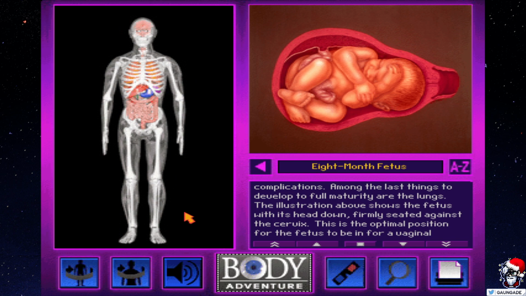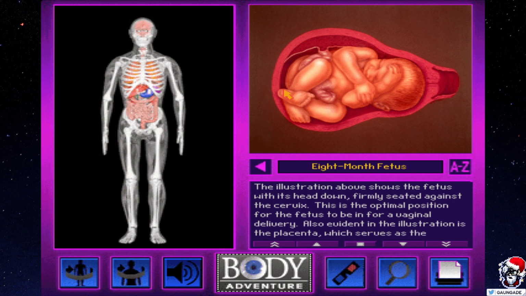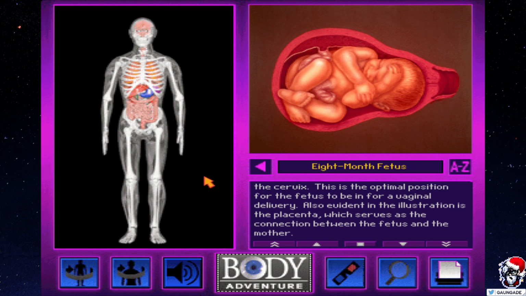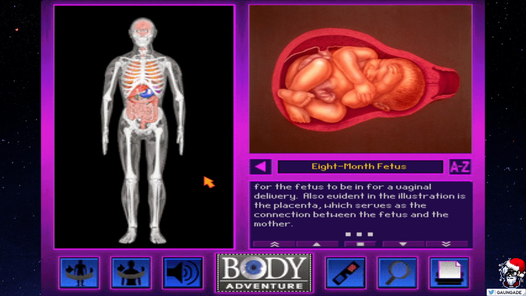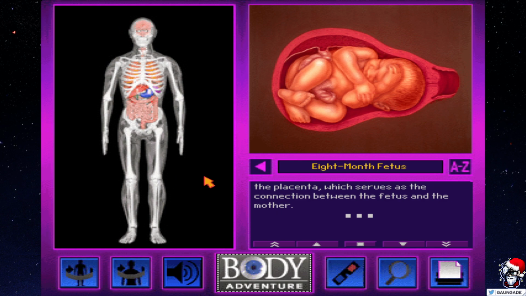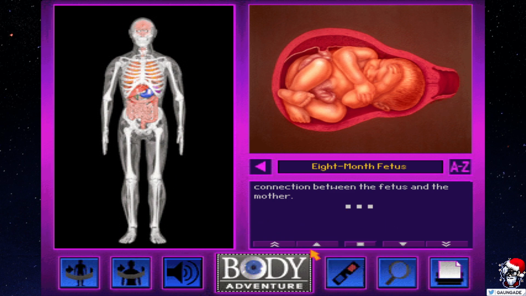The illustration above shows the fetus with its head down, firmly seated against the cervix. This is the optimal position for the fetus to be in for vaginal delivery. Also evident in the illustration is the placenta, which serves as the connection between the fetus and the mother. And a tasty snack in some cultures. You guys clipping out, man. Get him back in position there. He's not done yet.